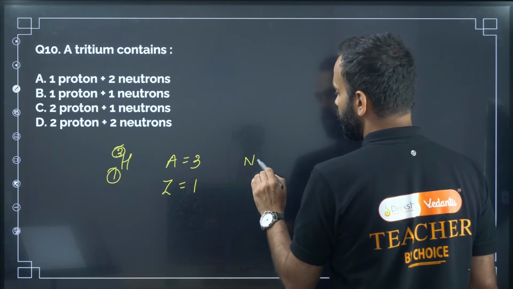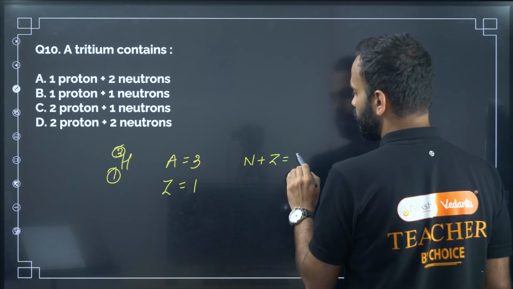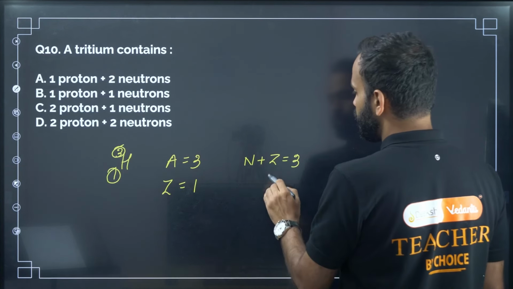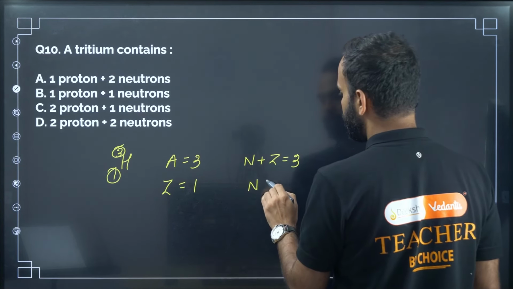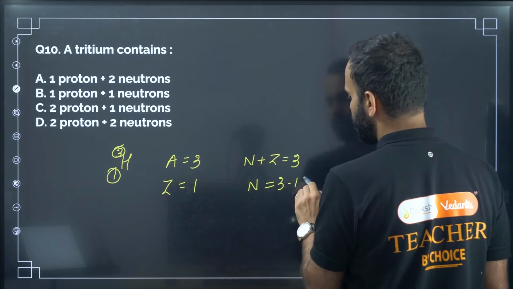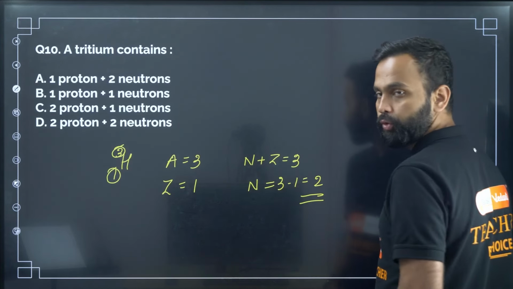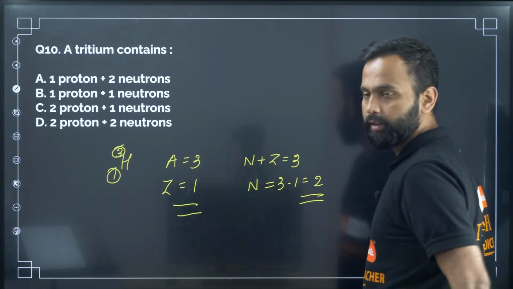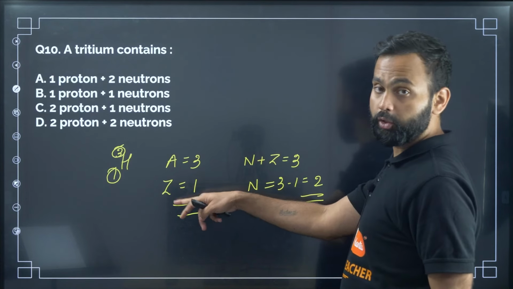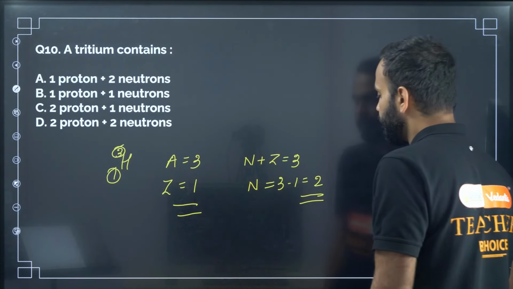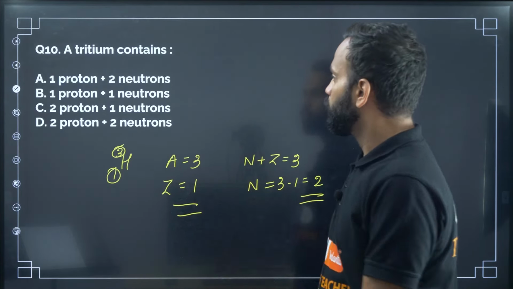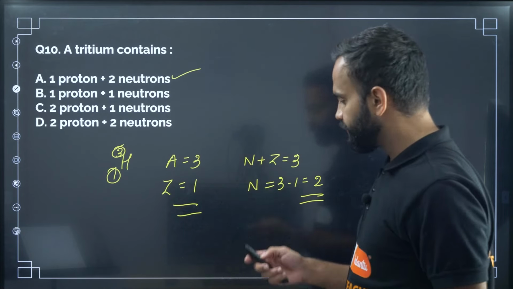Number of neutrons plus number of protons is equal to 3. So what is the number of neutrons? Number of neutrons is equal to 3 minus 1, that is 2. So 2 neutrons and 1 proton. Here the atomic number is the number of protons. So 2 neutrons, 1 proton. So the correct option is A.